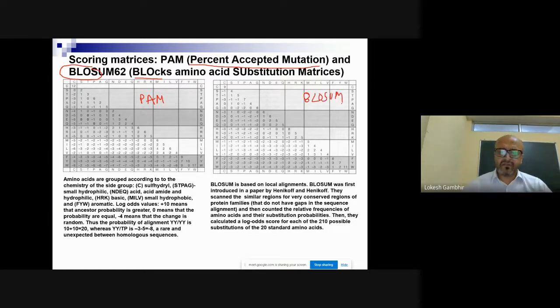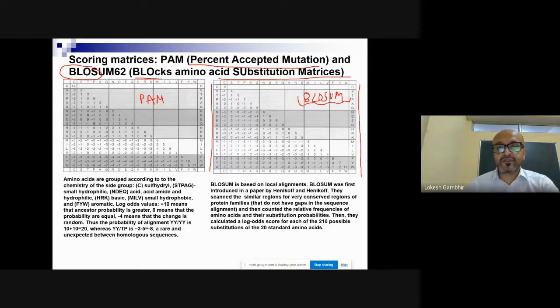Now let us see majorly what the difference was. BLOSUM is based on local alignment. So the BLAST tool that you use works on this particular matrix called the BLOSUM matrix. It was introduced by the Henikoffs and also by Altschul in 1994. What they did was scan the similar regions of all the conserved domains in the protein families, and then they assigned values to all the 20 amino acids and formed a matrix.